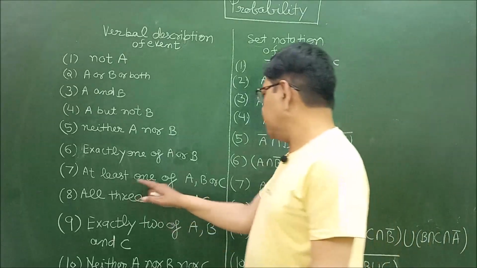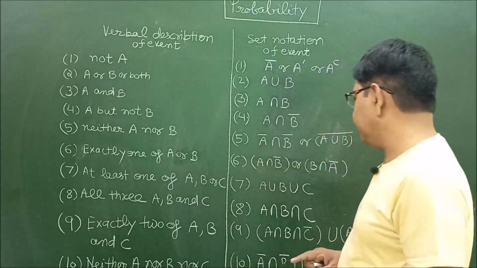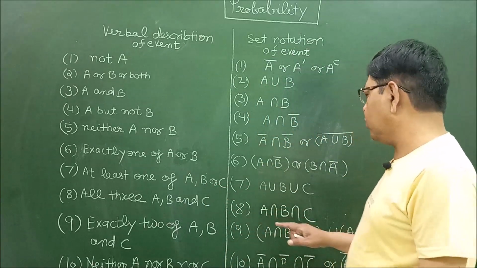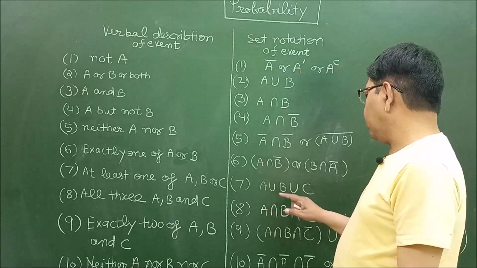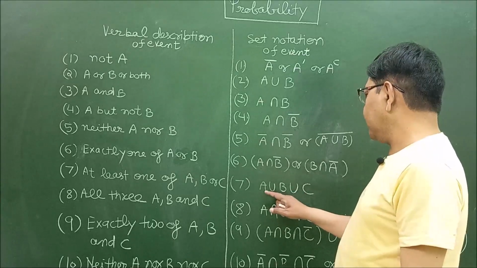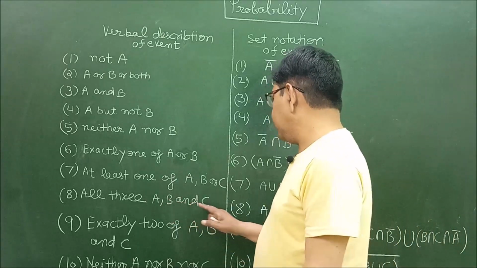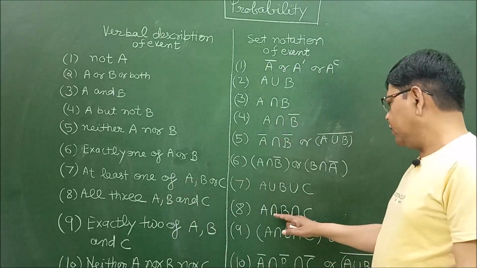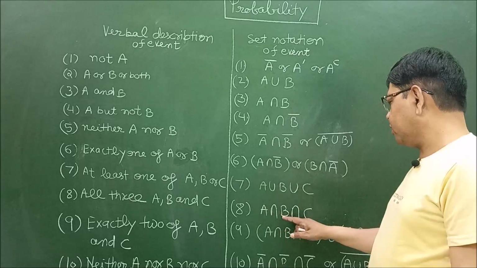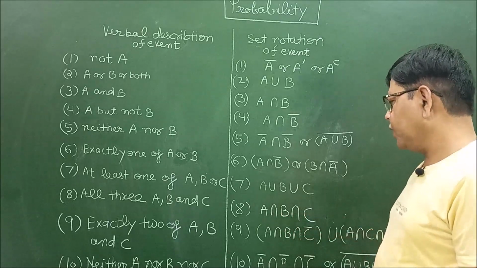At least one of A, B or C. At least one of A, B or C means either A or B or C, that is A union B union C. All three A, B and C, then it is denoted by A intersection B intersection C.